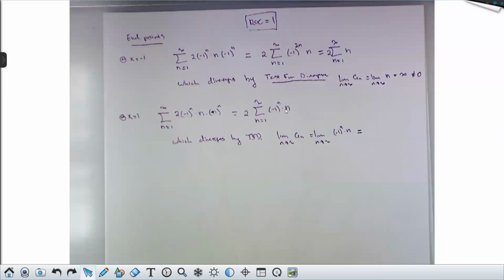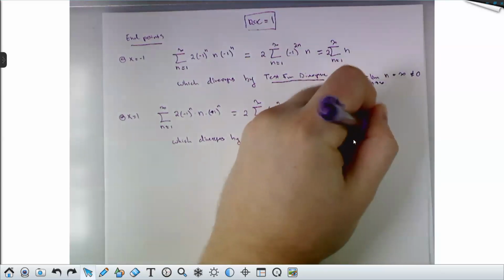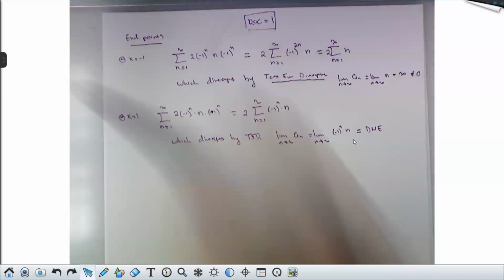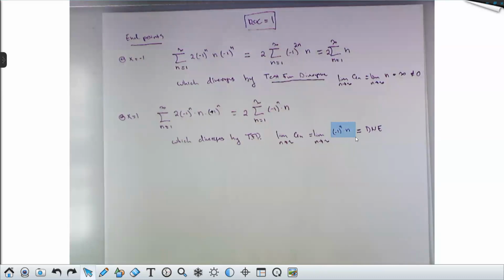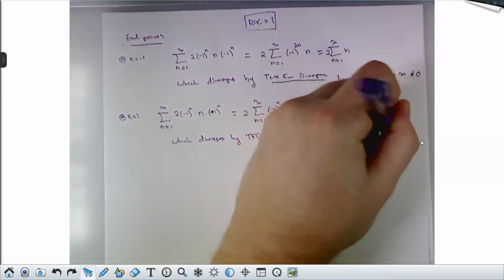The n piece does go to infinity. That's correct. What does the (-1)^n piece do? It swaps between positive and negative. Yeah, so for large values of n, this thing is like plus big number, minus big number, plus big number, minus big number. The limit of the sequence does not exist. The limit of (-1)^n times n does not exist. And that's very different from existing and being zero.